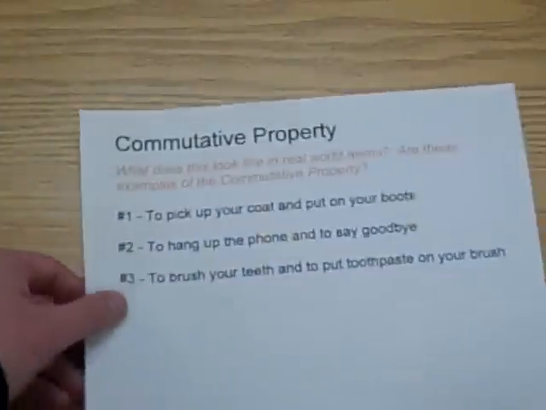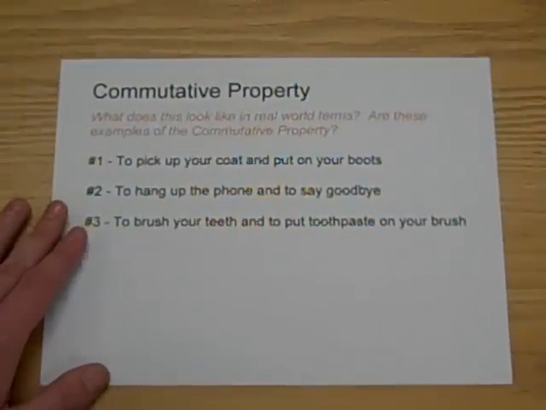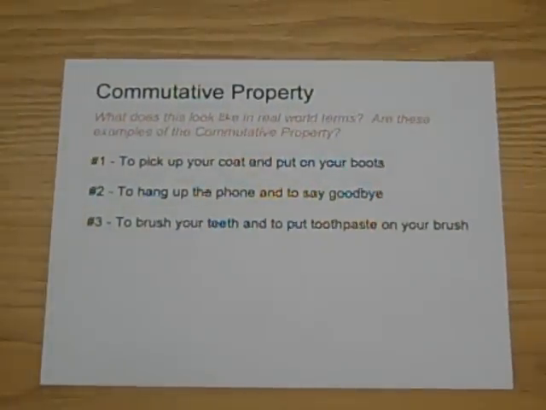So when you think of the commutative property, think of the word order, because the order doesn't matter. All right, let's do that in real-world terms. That last example was with numbers. Let's talk about it in real-world terms. Okay, so are these examples of the commutative property? In other words, does the order matter? So ask yourself that question when you're doing these examples.